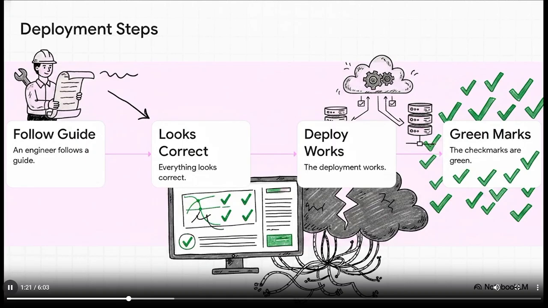Step 1, an engineer follows a guide. Step 2, everything looks perfectly correct. Step 3, the deployment works just as expected. And Step 4, boom! Green check marks across the board. The system says success, so naturally you just move on to your next task. But guys, this is exactly where the danger lies. People are being taught to blindly follow these steps without actually understanding the underlying systems behind them.